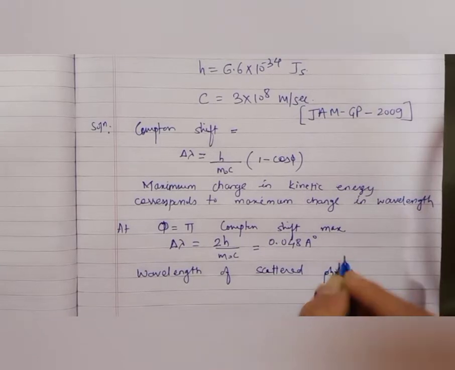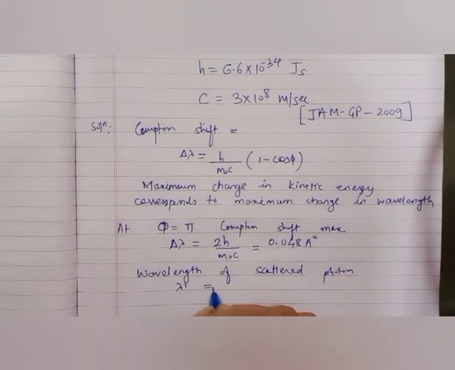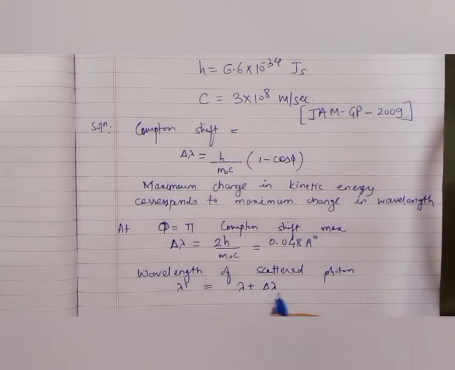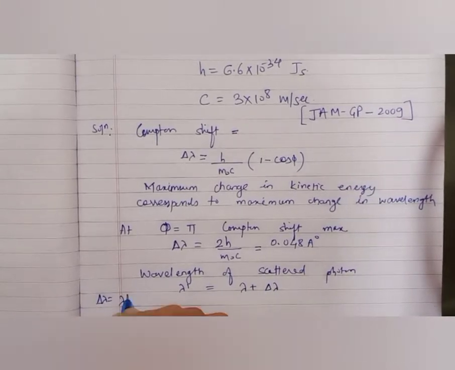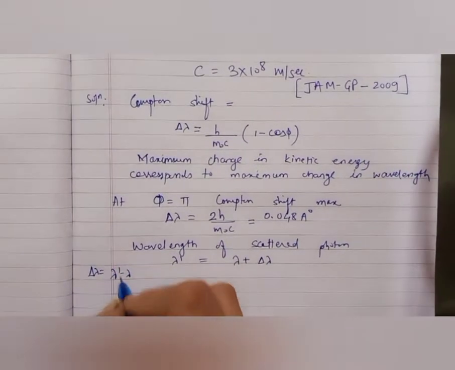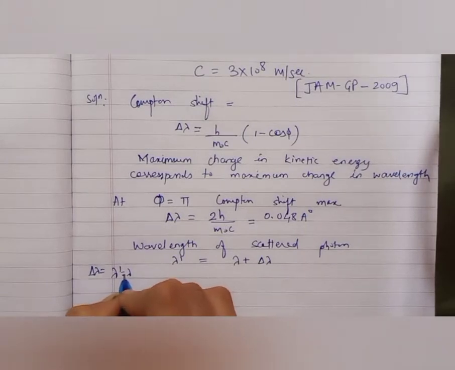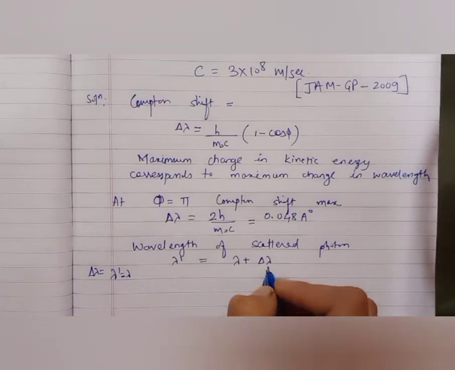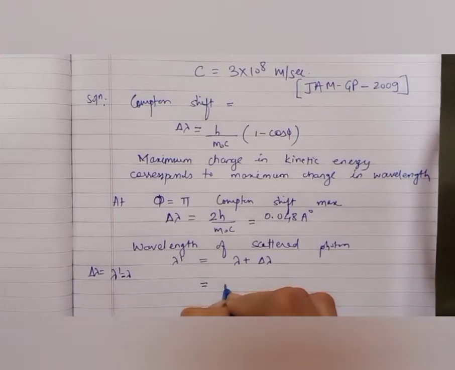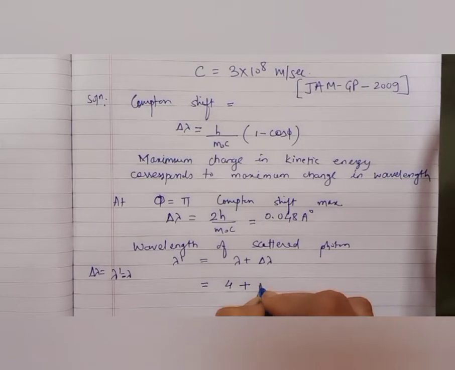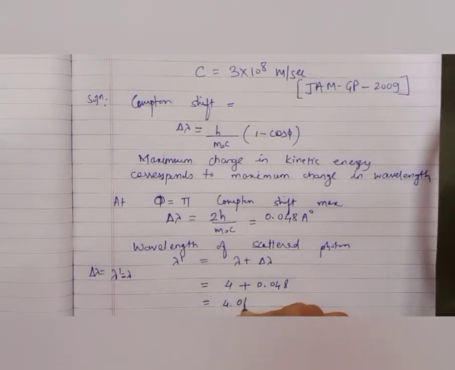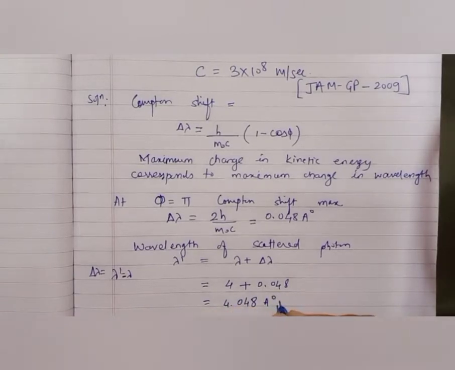Now, the wavelength of the scattered photon we denote by lambda dash. We know that delta lambda equals lambda dash minus lambda, so lambda dash will be lambda plus delta lambda. Lambda is given to be 4 angstrom in the numerical, and delta lambda we calculated as 0.048 angstrom. So this will come out to be 4.048 angstrom.